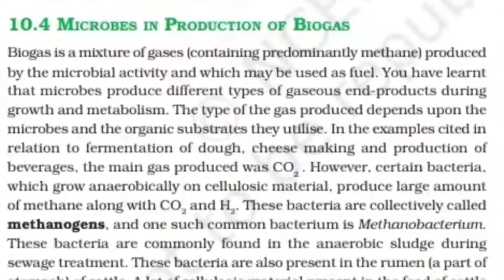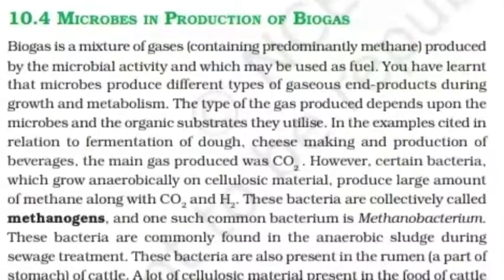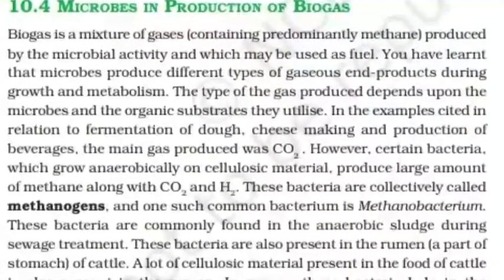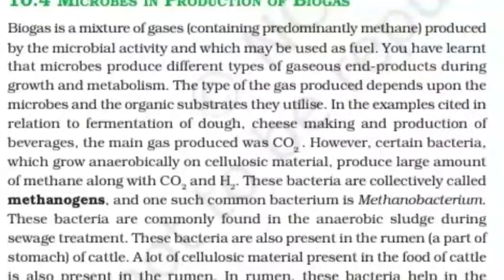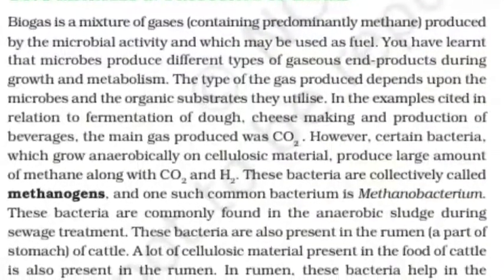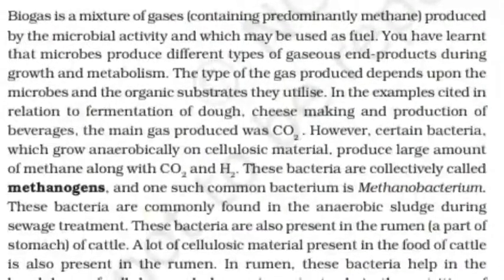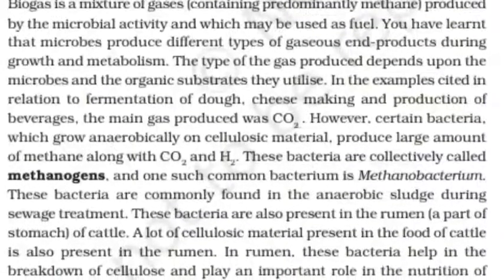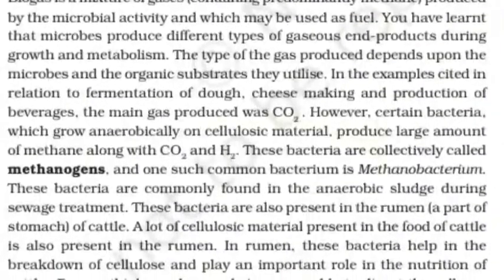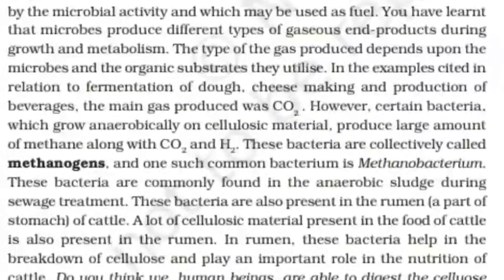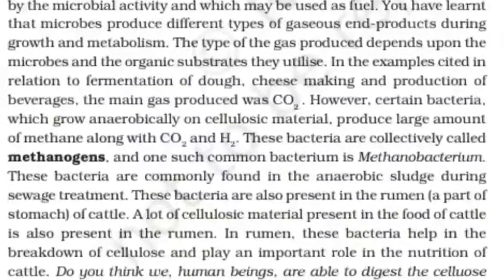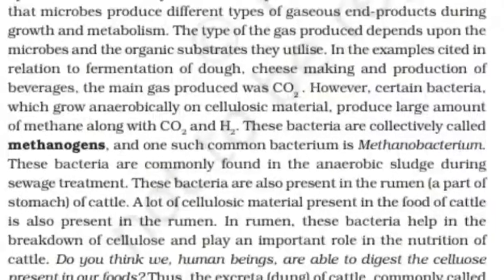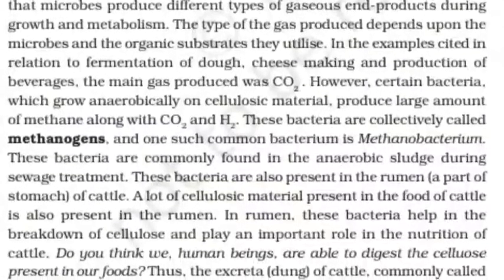In the examples cited, relating to the fermentation of dough, cheese making and production of beverages, the main gas produced was carbon dioxide. However, certain bacteria which grow anaerobically on cellulosic material produce large amounts of methane along with carbon dioxide and hydrogen. These bacteria are collectively called methanogens, and one such common bacterium is Methanobacterium. These bacteria are commonly found in the anaerobic sludge during sewage treatment.